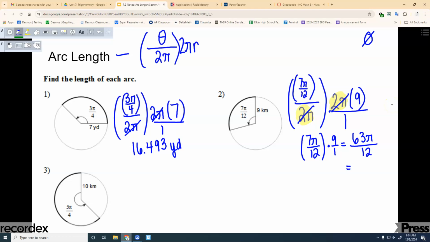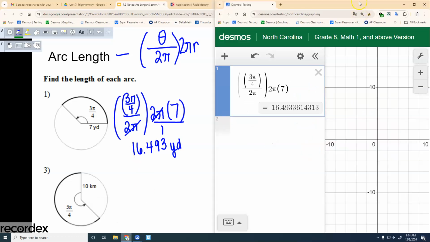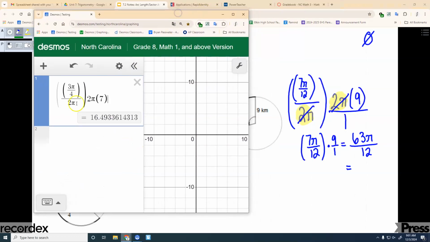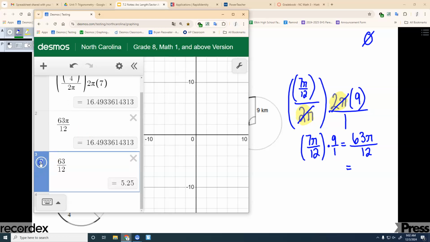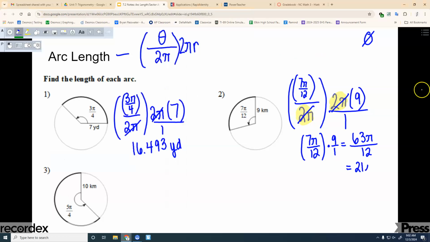It might reduce. If you want to reduce these in Desmos, you can't put the pi. If you do 63 pi over 12, it's going to give you a decimal. But if you do 63 over 12, it'll let you change it to a fraction. So it'd be 21 pi over 4.